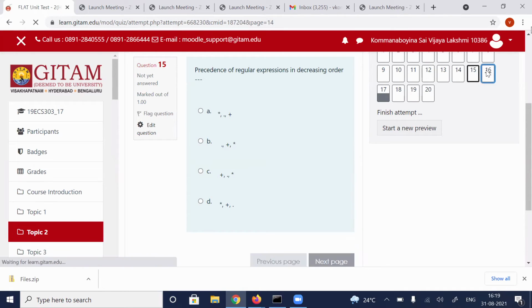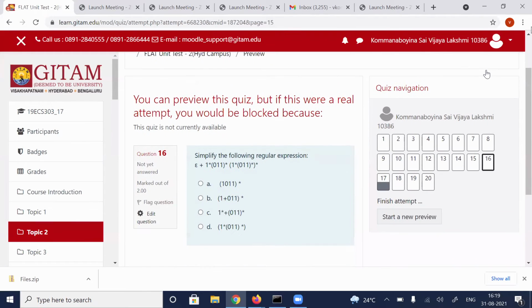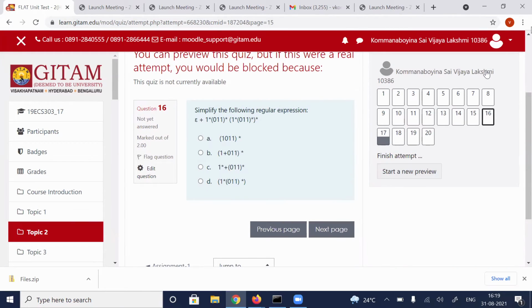I told this in class also. Simplify the regular expression. What will you get, ma'am? Simply, if you simplify, you will get one of the options. Okay.